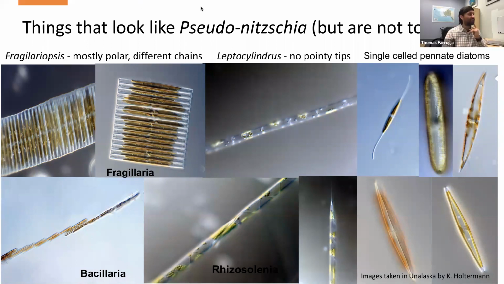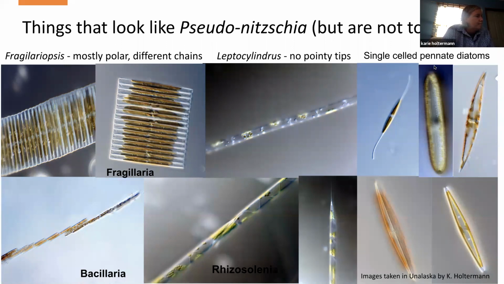Karie, do you want to say anything else about this slide since you put in some of these pictures? Just that Pseudonitzschia usually will be in chains, and that the single-celled pennate diatoms are never in chains, and they're always single cells moving pretty quickly.